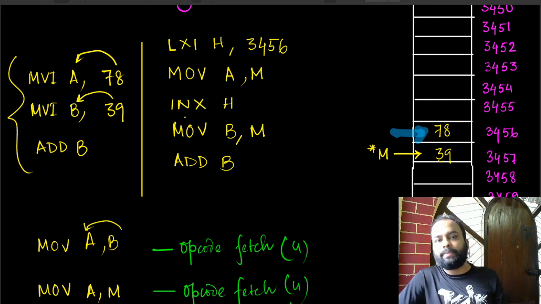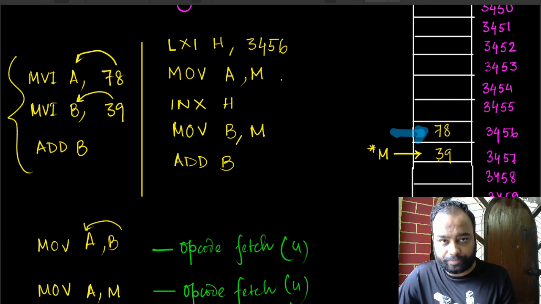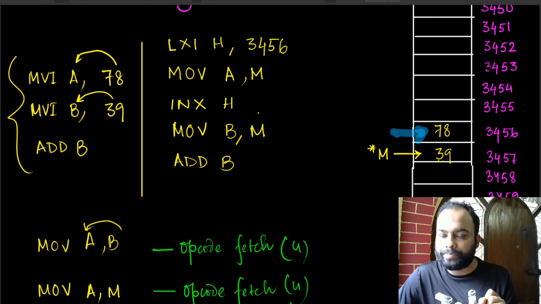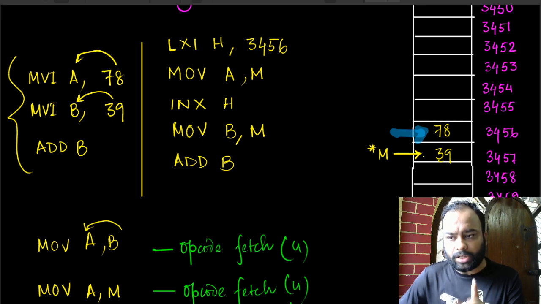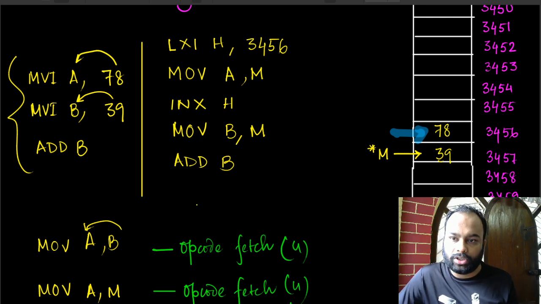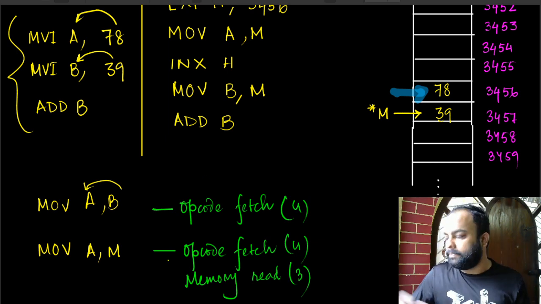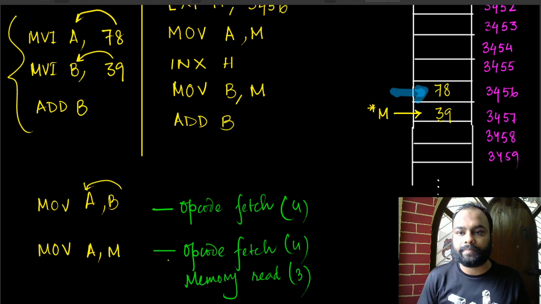You can just increment the HL register pair's value. So now the HL register pair contains 3457, and subsequently M is pointing to the data stored in memory address 3457, right? That's understood. So we are preserving both memory space as well as time, the number of clock cycles.